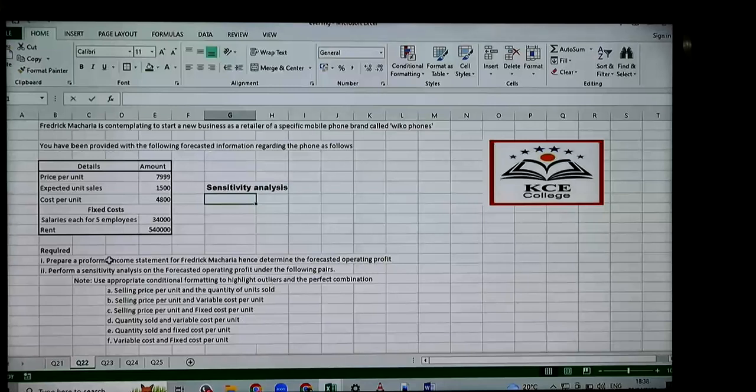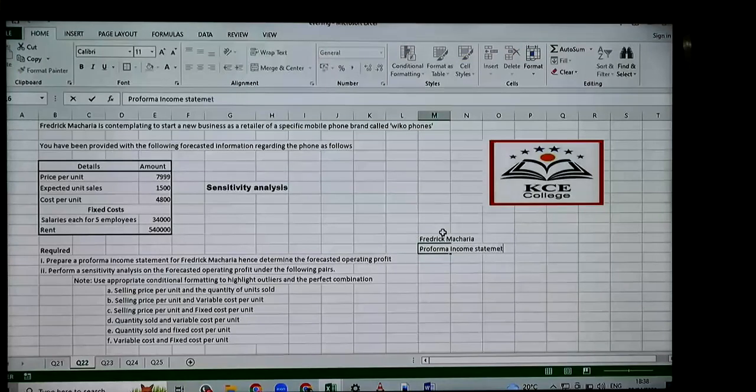So a pro forma income statement is like a forecast. In short, you have been asked to prepare a forecast. So this one will be a very simple one. It's the Frederick Macharia pro forma income statement. This is just the same sensitivity analysis. Actually, I'll do about 3 examples, then you can work on the rest.